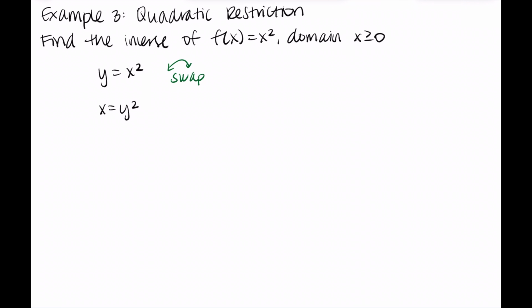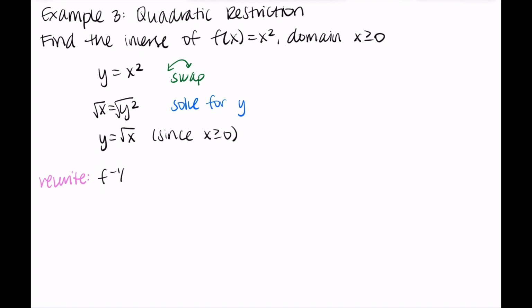So we do that by taking the square root on both sides. When we take the square root on both sides, we will get that y equals the square root of x. Why? This is only because our domain was restricted. So since our x values are going to be greater than or equal to 0, this function will exist. So we have y equals the square root of x, and then we have to rewrite this in the inverse notation, which would be that the inverse of f of x equals the square root of x.